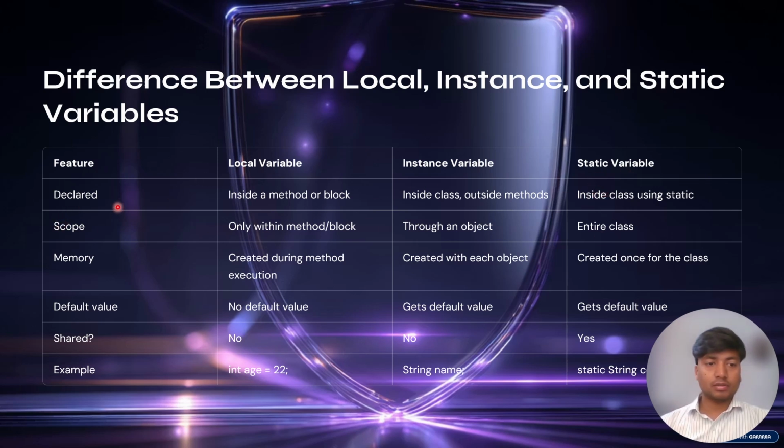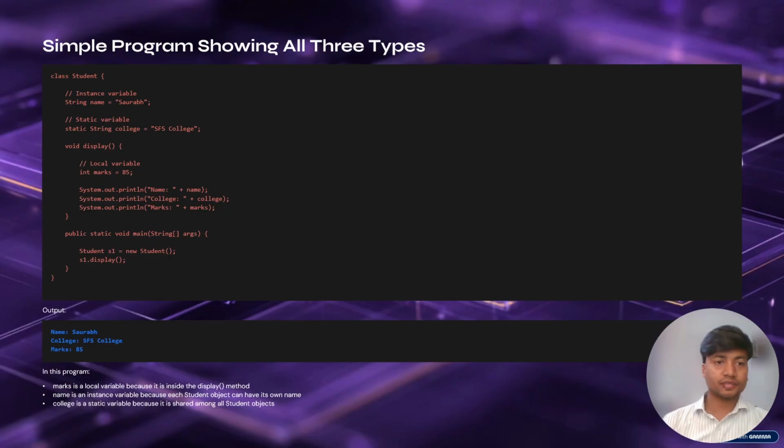Static variable: declared inside the class using the static keyword. Scope is the entire class. Memory is created once for the class. Default value: it gets a default value. Shared: yes. For example, static String college = collegeName. College name is a static variable. Let us continue from the next slide.